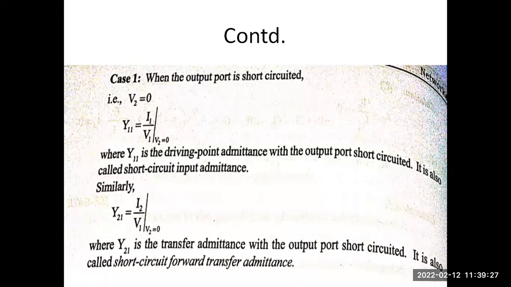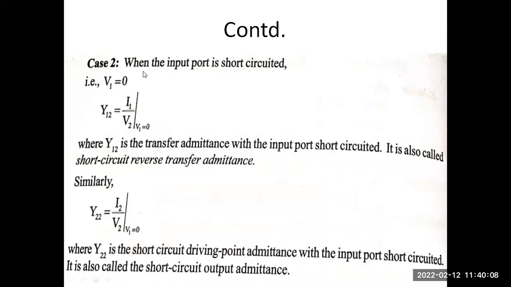Similarly, Y21 equal to I2 by V1, where V2 equal to 0, which we have derived. For Y21, you are measuring the current at the output port, and the input voltage is at the input side. So you are going from 1 to 2, in the forward direction. That's why Y21 is known as the transfer admittance with output port short circuited, and it is also known as the short circuit forward transfer admittance. You are going in the forward direction, that's why it is forward transfer admittance.